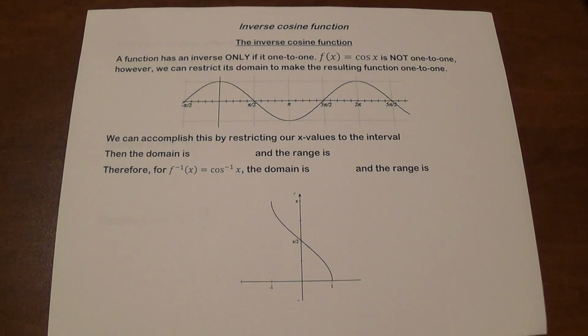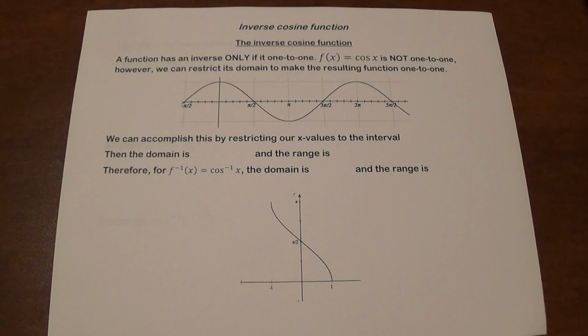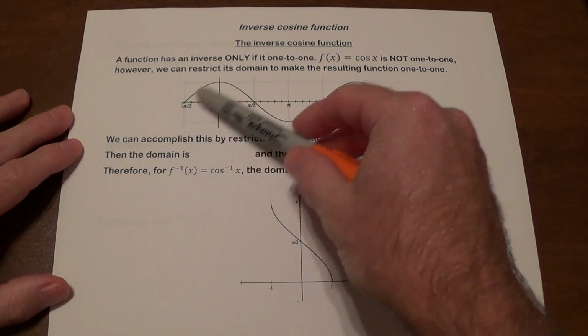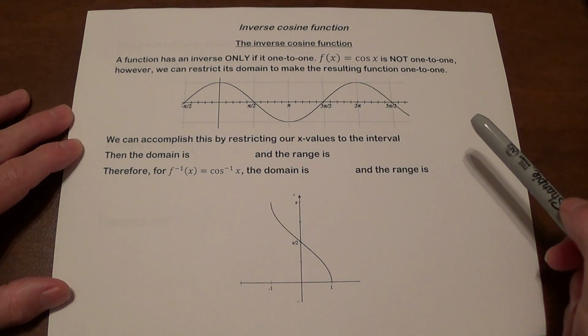Hi, we are going to talk about the inverse cosine function. So you're probably already familiar with inverse sine, but a function has to be a one-to-one relationship to have an inverse, and cosine is not one-to-one. Look at this graph, it does not pass the horizontal line test.